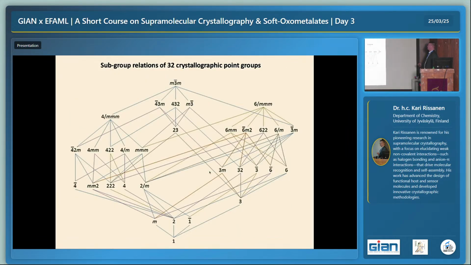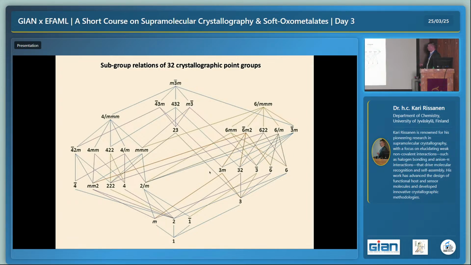And now, if you take all these 32 crystallographic point groups which are possible, and these are joined together with the possible symmetry elements which can exist in there, you will come up with a graph like this. So this, in principle, is the same as you saw earlier.